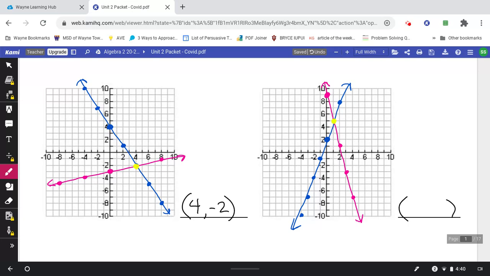We name our points always how far to the right or left we went. So I went from the center, I went forward 1, and then I went up 5. So my point is 1, 5.